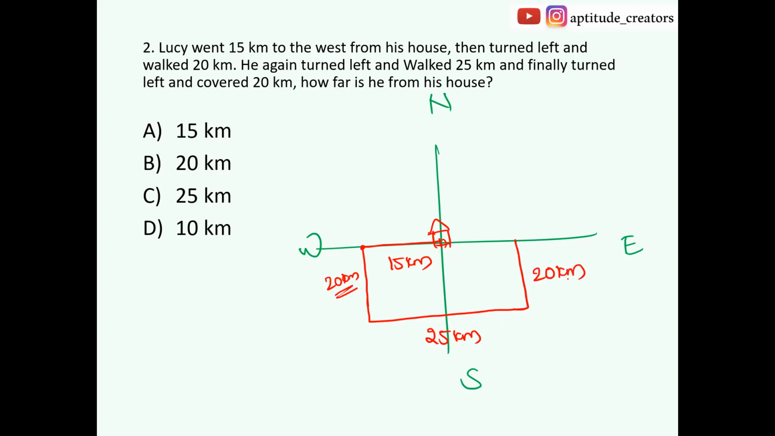Now, what is the question he's asking? How far is he from his house? Now, this is house and this is ending point. Correct? Now, what is the distance here? Here, the distance is 25 kilometers. And this distance is 15 kilometers. Now, can I say remaining distance means this distance is 10 kilometers? Yes. Answer is option D, 10 kilometers. Total 25. 15 plus 10, it is giving the result as 25.